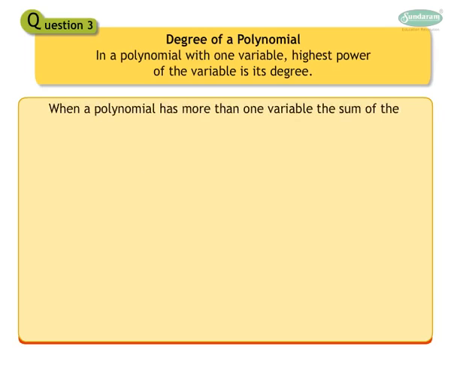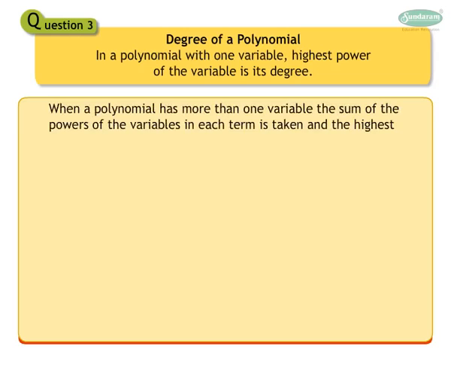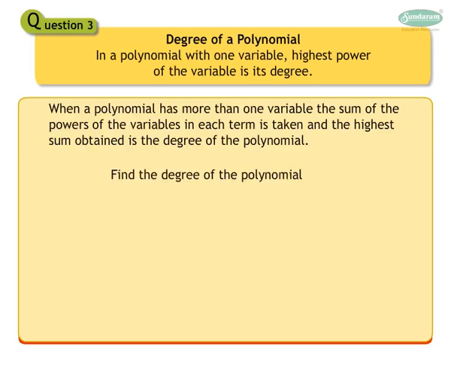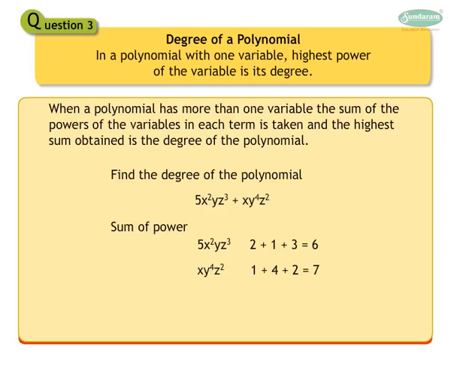When a polynomial has more than one variable, the sum of the powers of the variables in each term is taken and the highest sum obtained is the degree of the polynomial. Let us find the degree of the polynomial 5x square yz cube plus xy raised to 4z square. The sum of the powers in 5x square yz cube is 2 plus 1 plus 3, which is equal to 6. And in xy raised to 4 z square, it is 1 plus 4 plus 2, which is equal to 7. Hence the highest sum is 7. So the degree is 7.